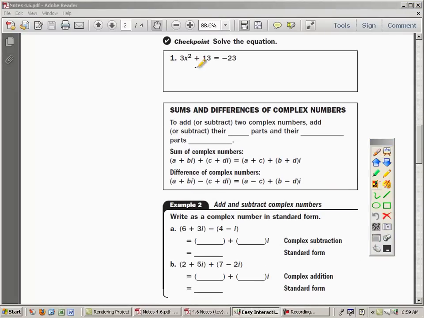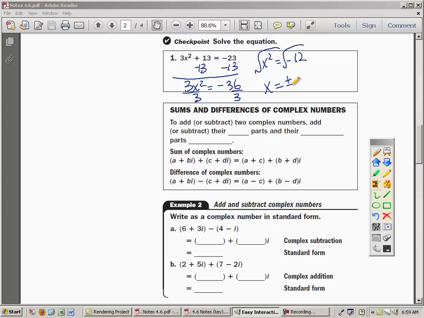All right, hopefully you've taken the time to do this. We're going to subtract 13 from both sides, and I get 3x squared is equal to negative 36. Divide both sides by 3. You get x squared is equal to negative 12. And now when I take the square root of both sides, I have x equals plus or minus.